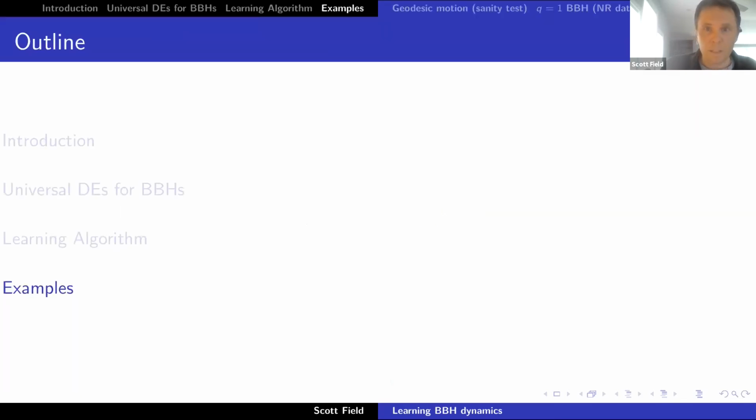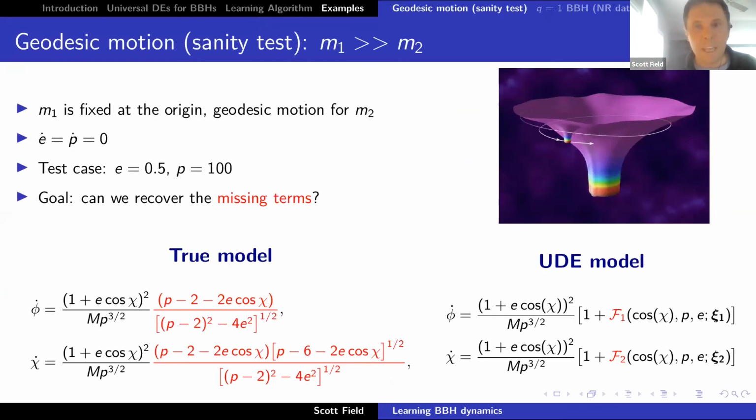Okay, so a couple of quick examples. So the first one I'll call a sanity test. So anytime you have something new going on, you just want to check that it can do even simple things. So here, we're just looking at geodesic motion. So if mass 1 is much greater than mass 2, mass 1 is fixed at the origin and mass 2 is just following geodesic motion. So E dot and P dot are equal to 0.